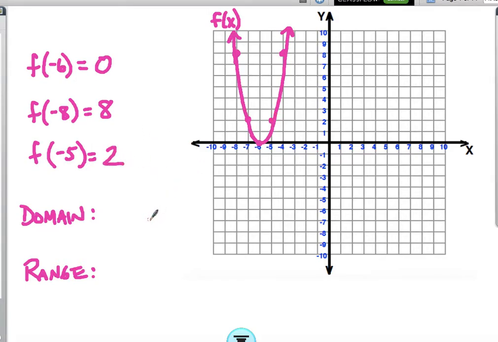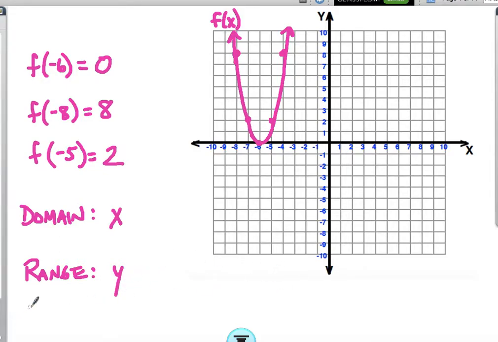Okay, now for the new part, domain and range. Domain are what your x values are allowed to be, and range are what your y values are allowed to be. So let's start with range, just for the heck of it. So looking at our graph, what y values are we allowed to have?